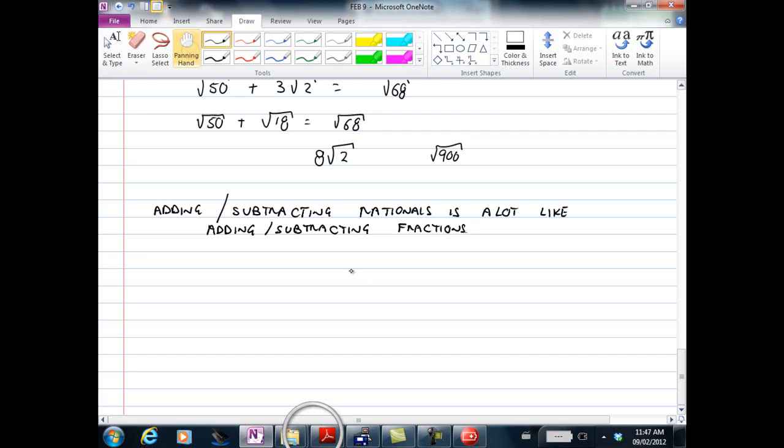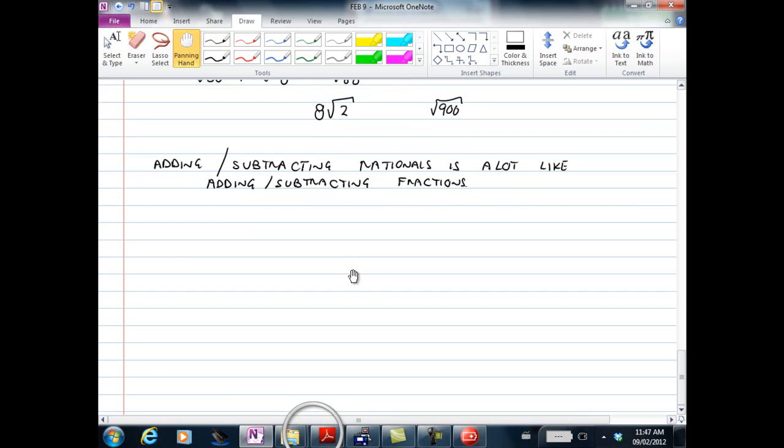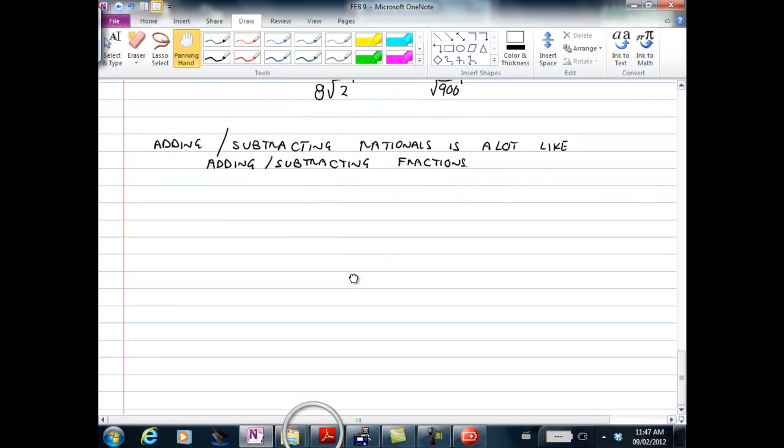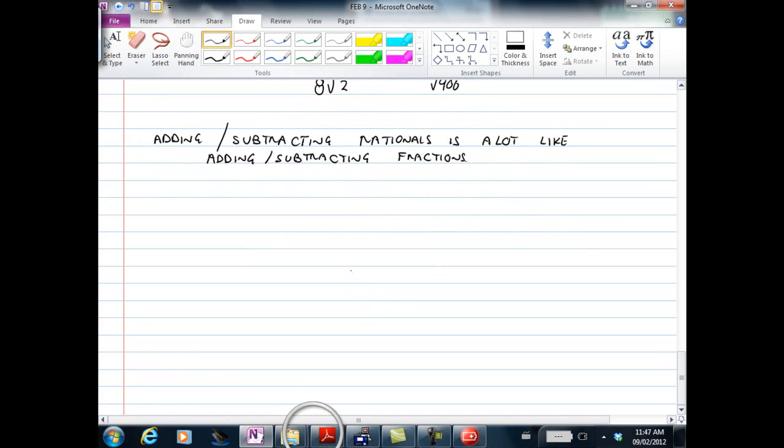If I were to compare adding, it would be best compared to fractions. Now, I'm going to give you a question. 1 over 3 plus 1 over 2.